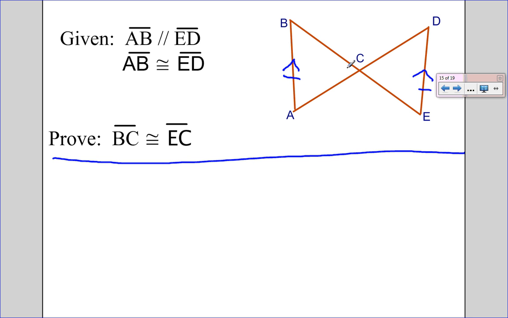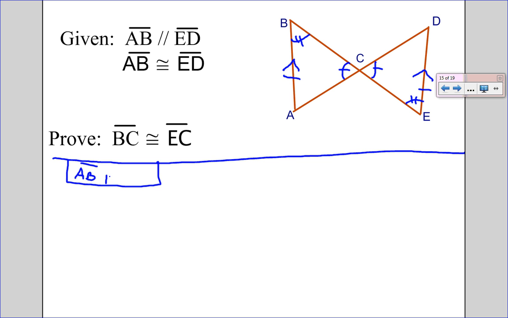We know by looking at this that we have vertical angles here. So angle ACB will be congruent to angle DCE. Because these lines are parallel, that means that alternate interior angles will also be congruent. So it looks like I can prove these triangles are congruent by using angle, angle, side. So let's write out the proof.